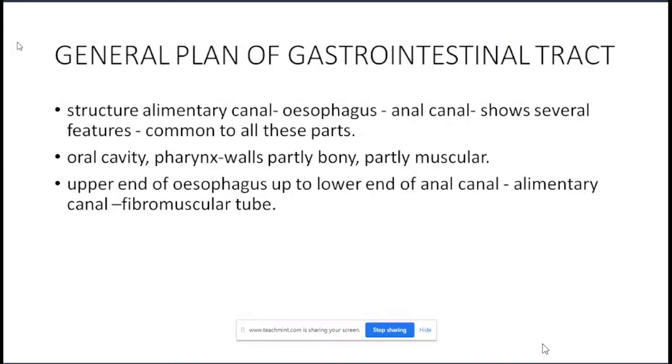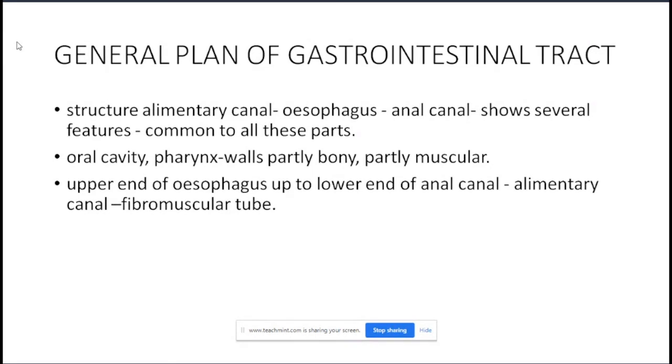Okay, so from the esophagus up to the lower end of the alimentary canal, it is a fibromuscular tube. From the esophagus up to the lower end of the anal canal, this alimentary canal is a fibromuscular tube. So what are the histological layers of this fibromuscular tube?